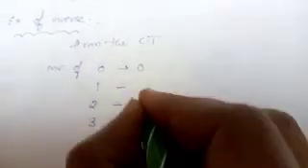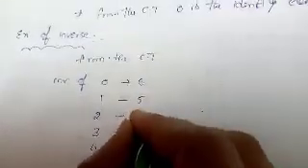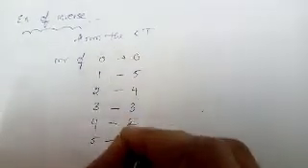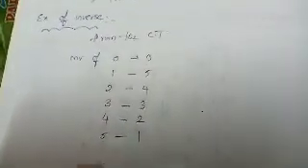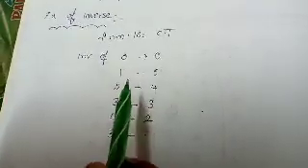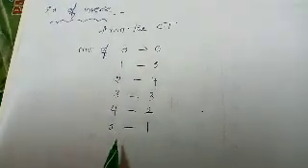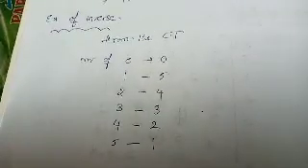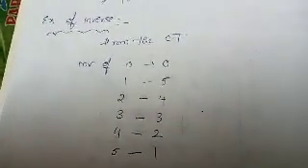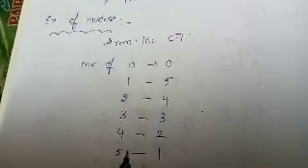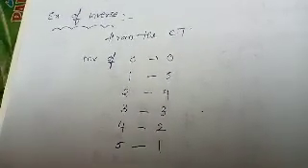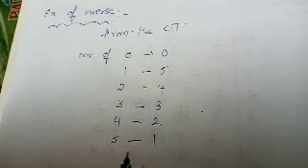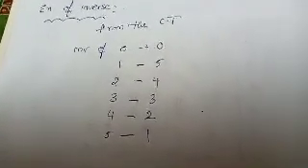From the composition table, the inverses of 0, 1, 2, 3, 4, 5 are 0, 5, 4, 3, 2, 1. These are the inverses of each of the elements 0, 1, 2, 3, 4, 5 respectively. So the next condition.